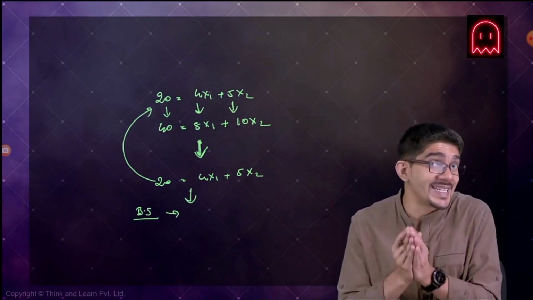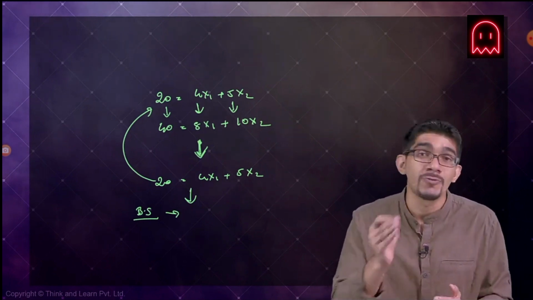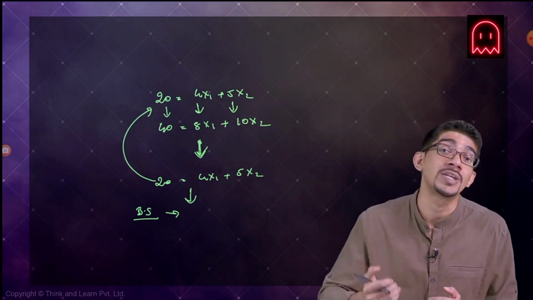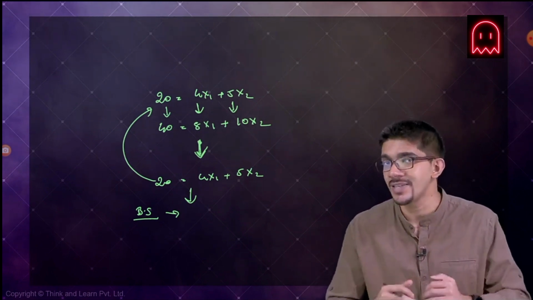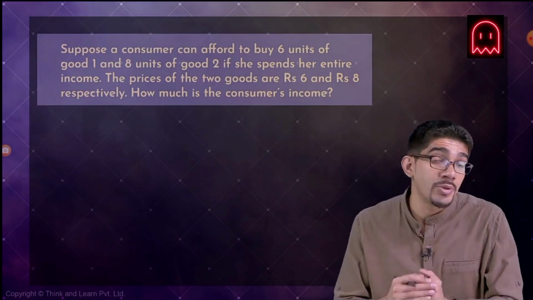And the budget set is derived from the budget line or the budget equation by just seeing for each price how much goods are consumed. So the budget set also does not change. So that is the answer. The budget set does not change in this situation. Now let's go on to the next question.